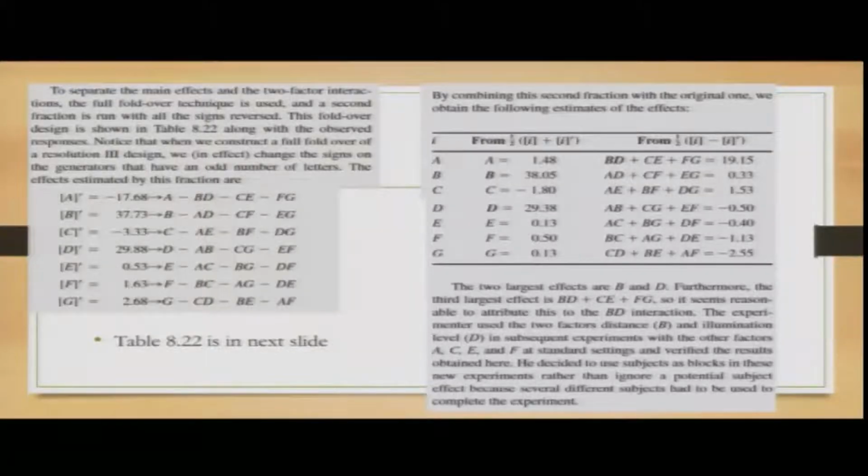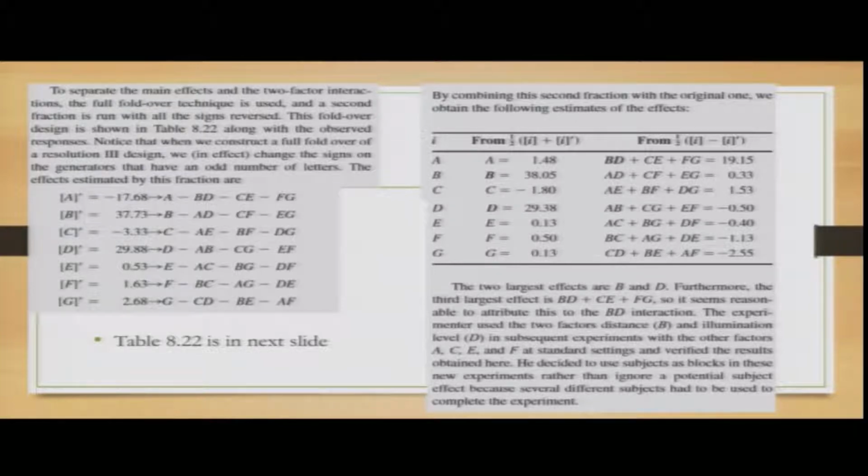Now, considering the example, to separate the main effects in the two factor interaction model, the full fold over technique is used. You fold it like wrapping up a cloth or a bed sheet, trying to encompass all the characteristics of the previous set of variables. A second fraction is run with all the signs reversed. So, basically you are trying to take the overall effect.